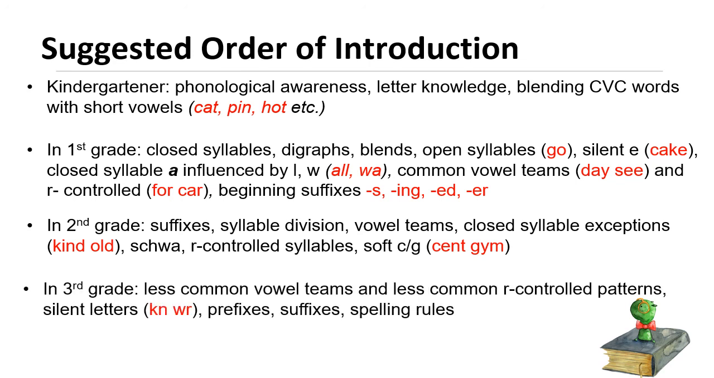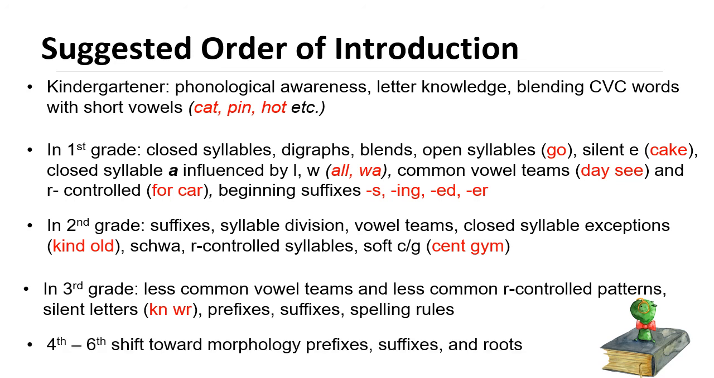And then in third grade, we will spend a little bit more time on some of those less common vowel teams and the less common R-controlled patterns, also looking at different silent letter combinations. And we also move more into morphology in third grade, prefixes, suffixes, and also spelling rules that we have to apply when students are adding suffixes to words. And then in grades 4 and above, we shift our instruction more towards that morphology, prefixes, suffixes, and roots.